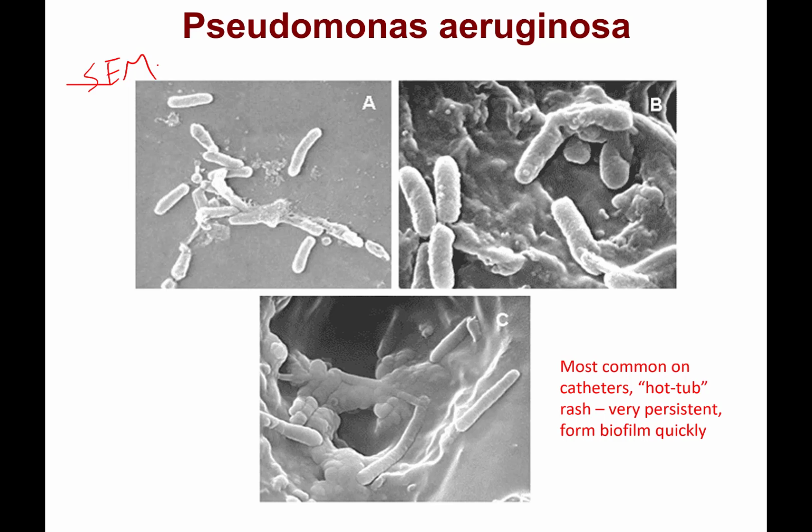So they're the most common offenders with catheter infections, urinary catheter infections especially, but they're also associated with what's known as hot tub rash. So if you Google that, you can see some really, frankly, pretty nasty pictures of skin rashes and infections that people can get if bodies of water like hot tubs or even swimming pools aren't properly maintained.